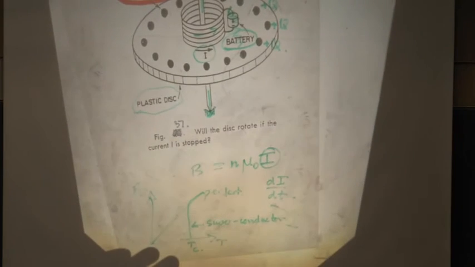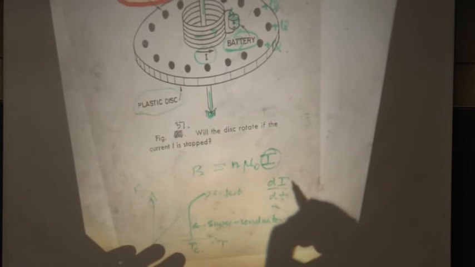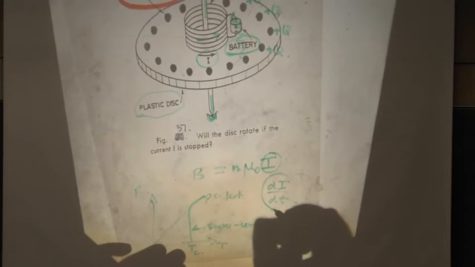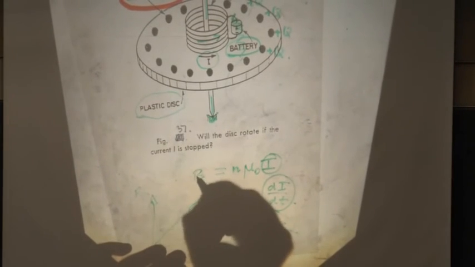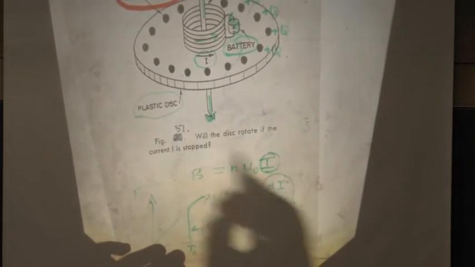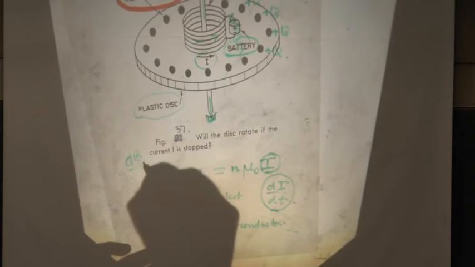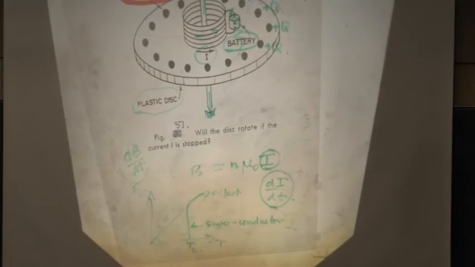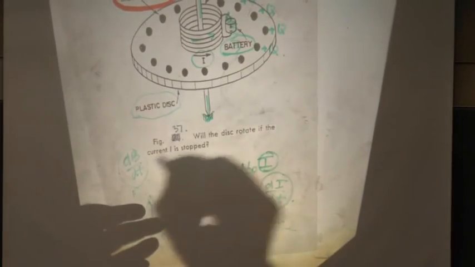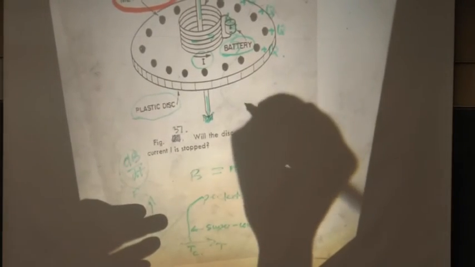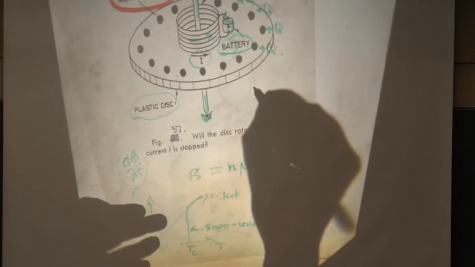But now we do get into a problem, and we get into the paradox. For whatever reason we get a dI by dt, well then certainly this doesn't stay constant because the current's changing. We get a dB by dt. And if we get a dB by dt, by Faraday's law, we clearly get a non-zero line integral.